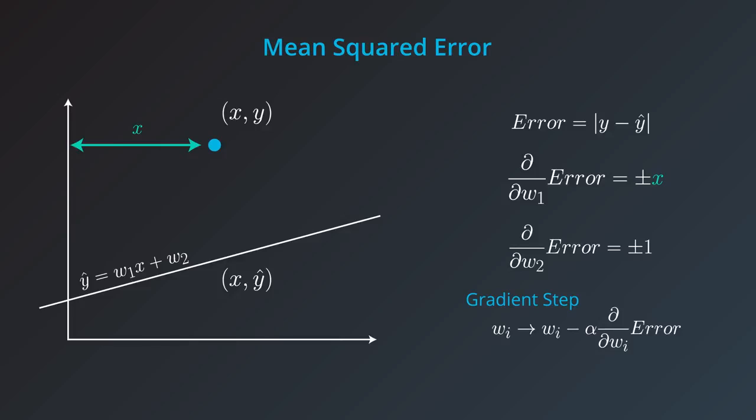So that's it. That's why minimizing these errors with gradient descent is the exact same thing as using the absolute and the square tricks.